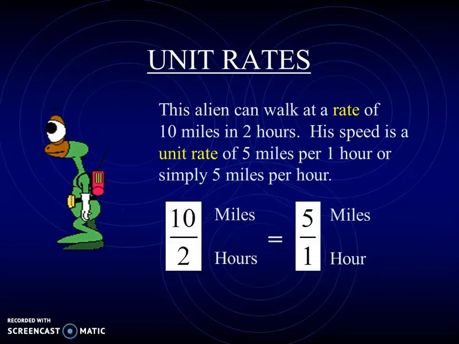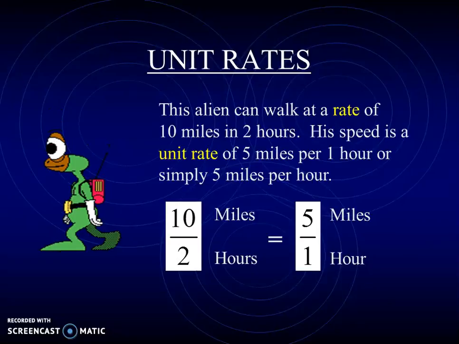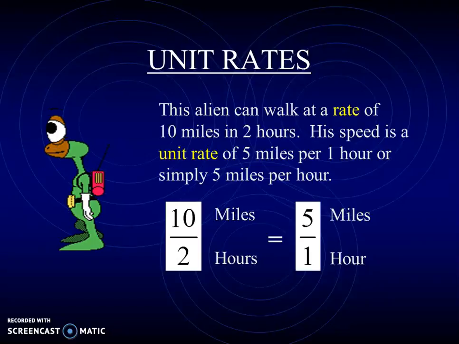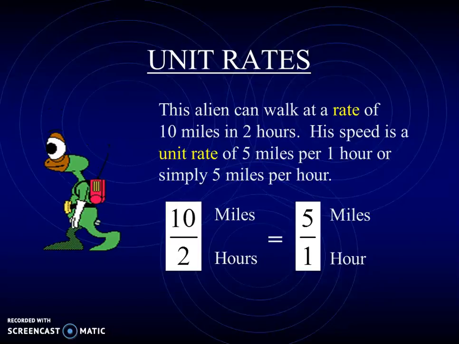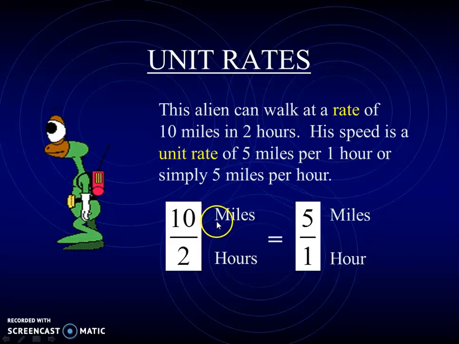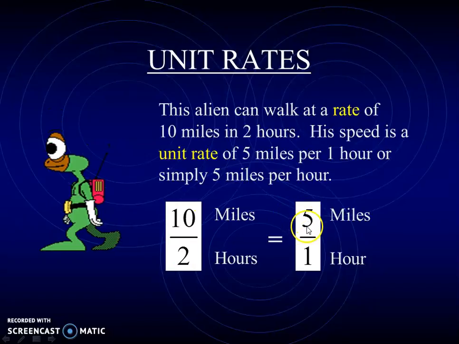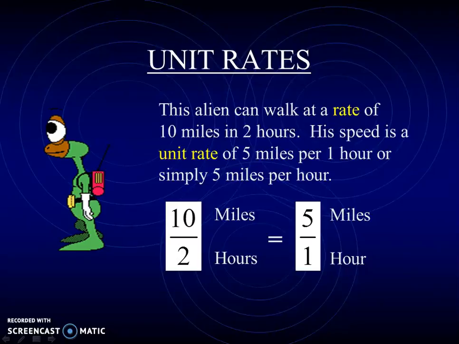This alien can walk at a rate of 10 miles in 2 hours. His speed is a unit rate of 5 miles per 1 hour, or as we normally say, 5 miles per hour. So we take the original rate, or the ratio, and we simplify that to get our rate, where we have 5 miles per 1 hour.